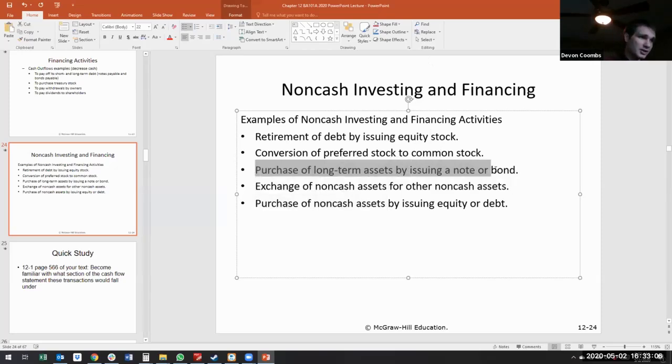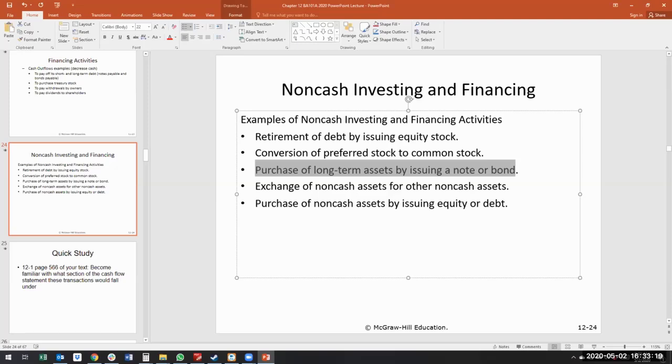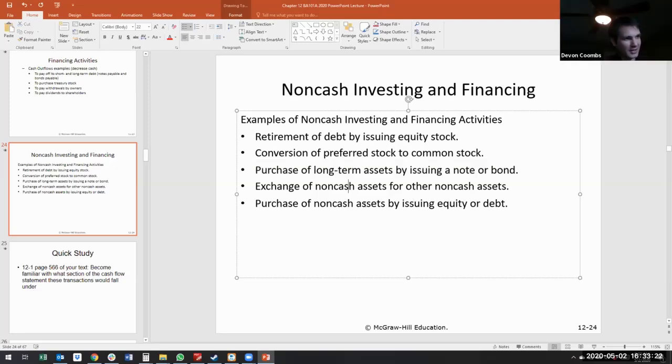Purchase of long-term assets by issuing a note or bond. We got long-term assets, but we didn't pay cash for it. That makes it non-cash. Non-cash assets for other non-cash assets, that's kind of self-explanatory. If it's non-cash, it says non-cash in the word. Or purchase of non-cash assets by issuing equity or debt. So if I'm buying plant, property, and equipment with equity or debt, most commonly debt, right? If I buy a car for my company and I borrow the money to buy the car, then it's a non-cash activity. We still need to disclose it.